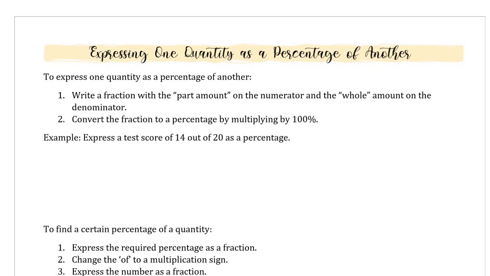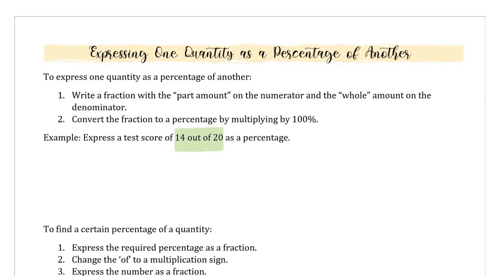Hi everyone, today we're going to be looking at expressing one number as a percentage of another, as well as finding the percentage of something as well. So if we want to express one quantity as a percentage of another, that's usually something like 14 out of 20, right? Or like 10 out of 35, and so on.